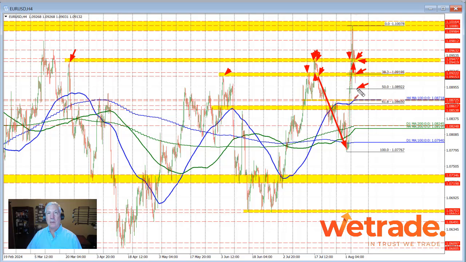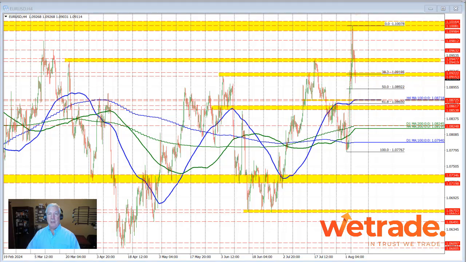The next target would be the 50% retracement, which happens to be the low price for the week as well. That level comes in at 1.08922. So stay below 1.0922, move down to 1.0892, and see what happens at that level. If we do go lower, then we'll start to look down toward this level right here, which is where the 100-bar moving average on the 4-hour chart is located.